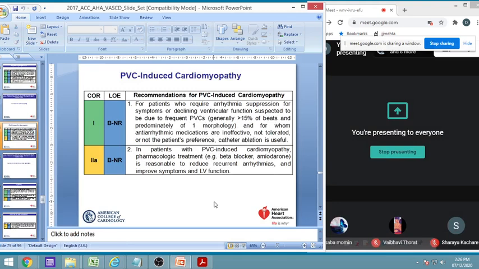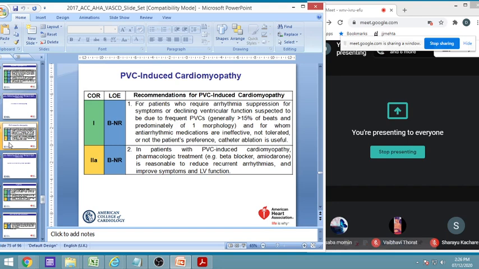So these are due to premature ventricular complexes. PVCs means premature ventricular complexes. If these are there, that is, 15% of beats are predominantly of one morphology, and in those cases the medications are ineffective or not tolerated, then catheter ablation is done. But again, the first preference should be medications. For a patient with cardiomyopathy, pharmacological treatment like beta blockers or amiodarone is reasonable to reduce the arrhythmias.